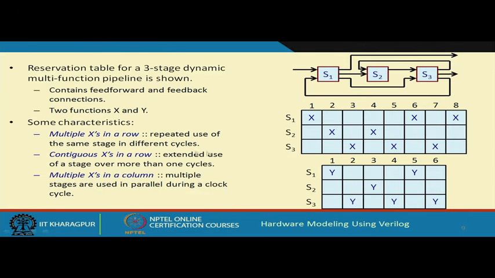Okay. So, in a reservation table, multiple cross marks in a row means repeated use of the same stage in different cycles, like here S1 will be used in time step 1, also in time step 5. Contiguous x's in a row, suppose there are 2 x's side by side, means a stage will be used for more than one cycle. Multiple x's in a column, which is not shown in the example, means more than 2 stages may be active at the same time step.